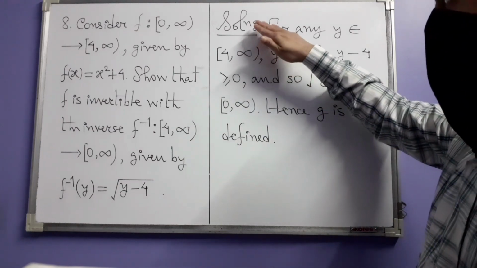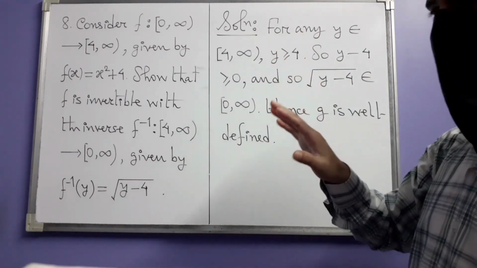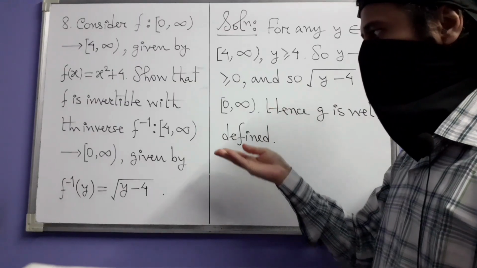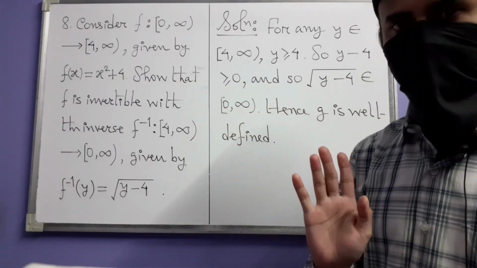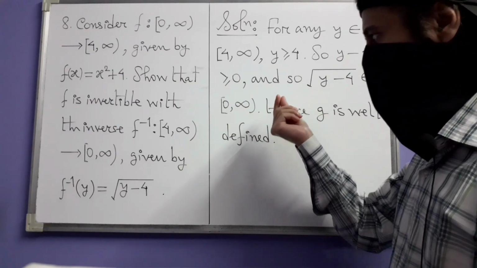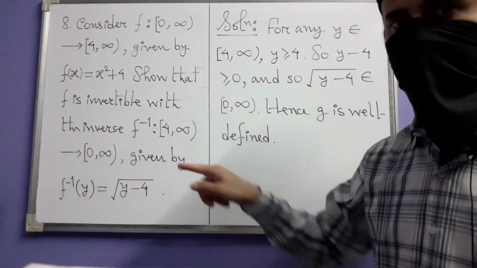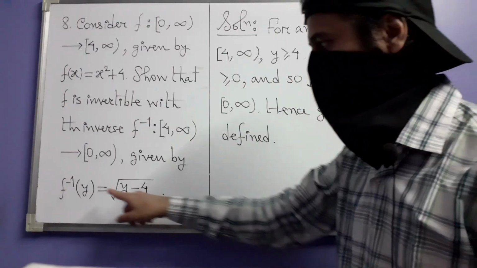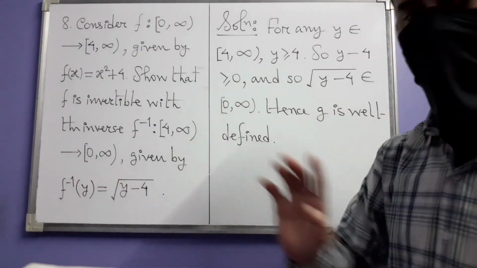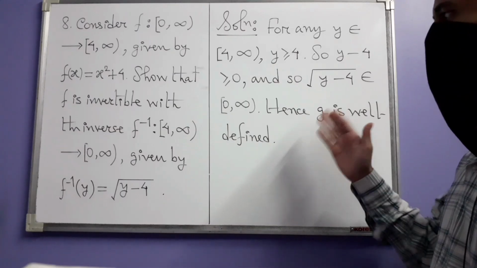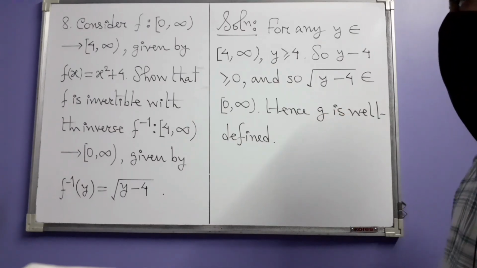So you should start in the solution not exactly like this, but you should first write the line, let g be this function. Okay, you write like this: let g from 4, infinity into 0, infinity be the function given by g of y equal to square root of y minus 4. Alright. And now let us show that g is well defined.